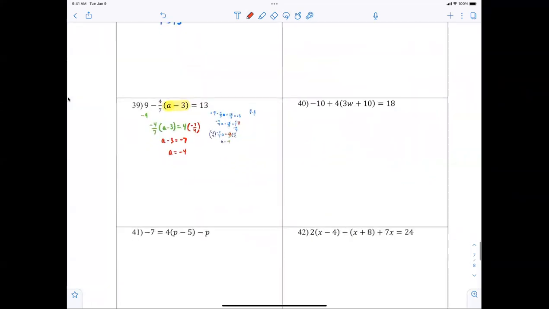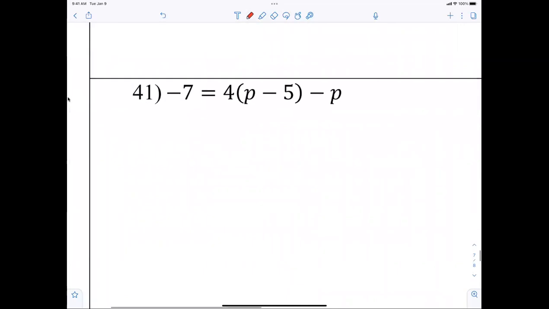All right, here we go. You're up. You have to distribute. That's right. We're going to distribute. Negative 7 equals 4p minus 10. Minus what? Minus 20, sorry. That's what I thought you said. Minus 20. Okay, this equals 3p minus 20.